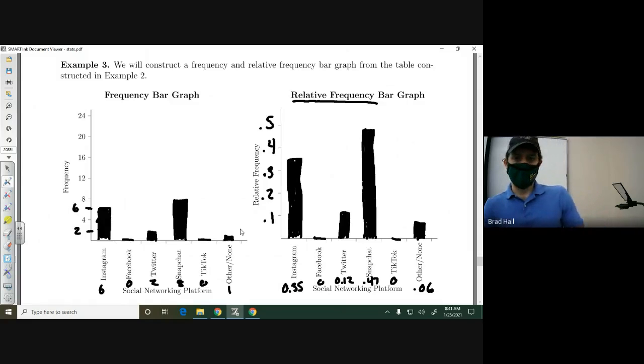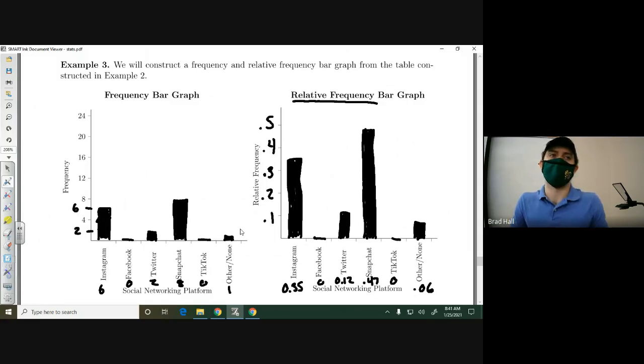So this is how bar graphs help us with interpreting not only the number of people who selected a certain category, but the percentage of people that selected a certain category. So how does this feel so far? Pretty straightforward.